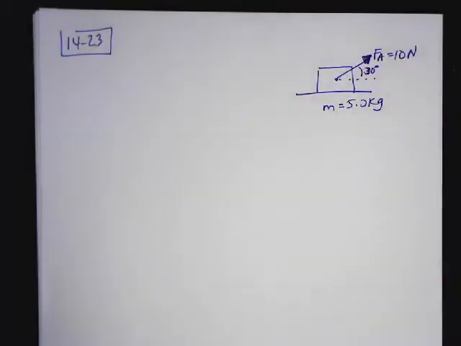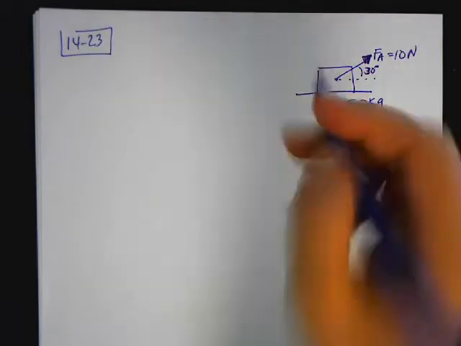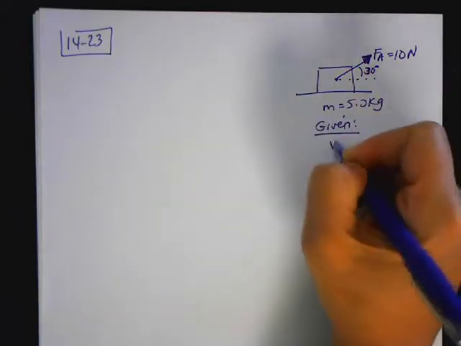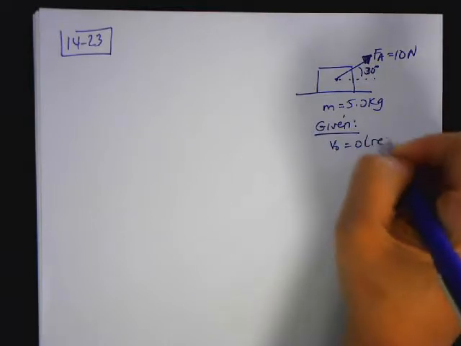Now, when you read problems, you have to be really careful because there's other information in the problem that means something. So in my given, they ended up telling me that it starts from rest, which means the initial velocity is 0.